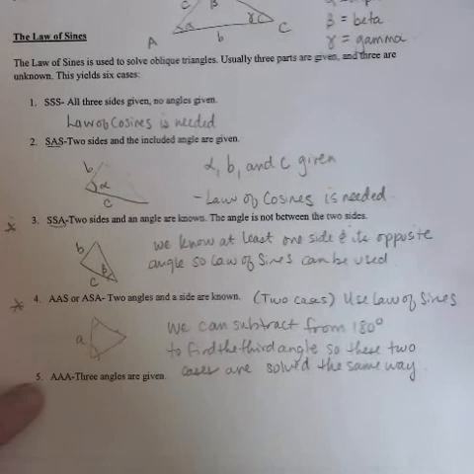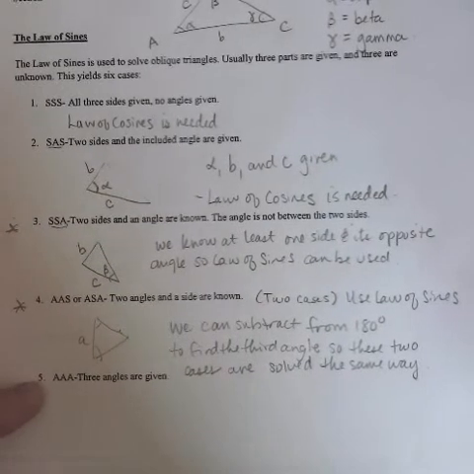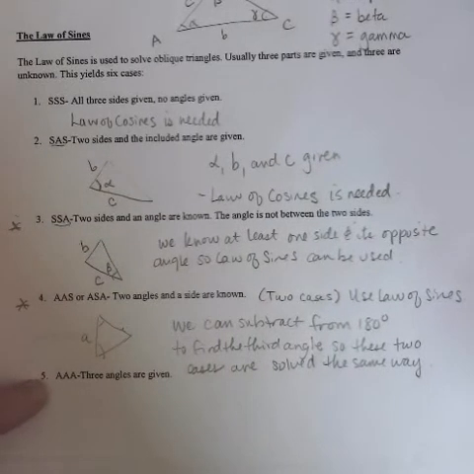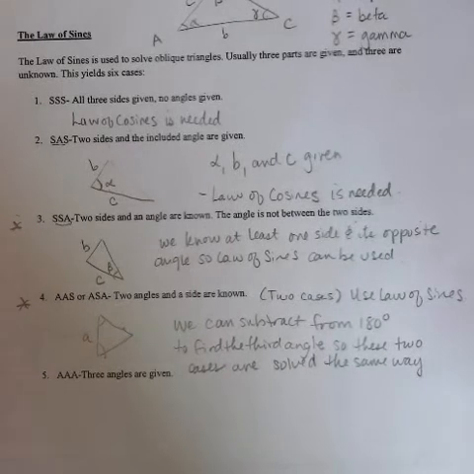sixth case, which is angle, angle, angle. Three angles are given, no sides. And of course in this case we could find infinitely many similar triangles, so the sides aren't really determined. And of course then we won't work with this because too many triangles are formed. We would need more information.